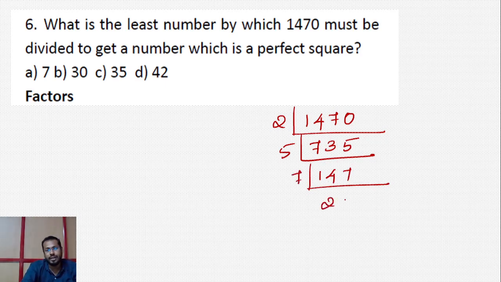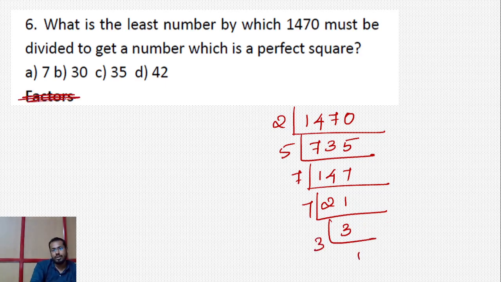7 2 times 14 and 1 times. Okay, again if I take 7 3 times, right? Then 3 1. So what is the prime factors here? 2. How many 2s? Only 1 2, right? Then 5 is 1. Then 7 into 7 into 3. Look at this clearly, guys.